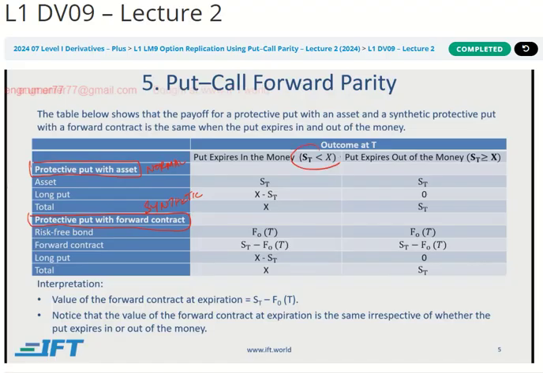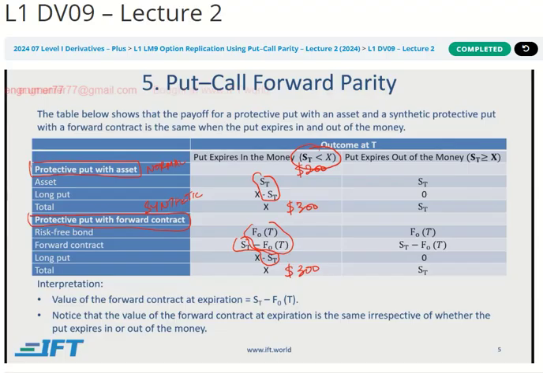So let's say the put option expires in the money, which means the spot price is less than X: the Apple stock price falls to 200, whereas we have a put option giving the right to sell it at 300. So you will get your 300 because you have a right to sell at 300. This ST will be cancelled by ST and you will be left with X, which is 300. And in the case of the synthetic protective put, the F will be cancelled by the F, the ST will be cancelled by the ST, and what you will be left with is 300 as well.